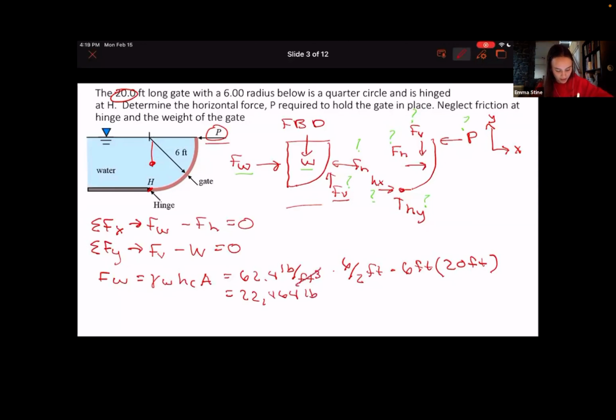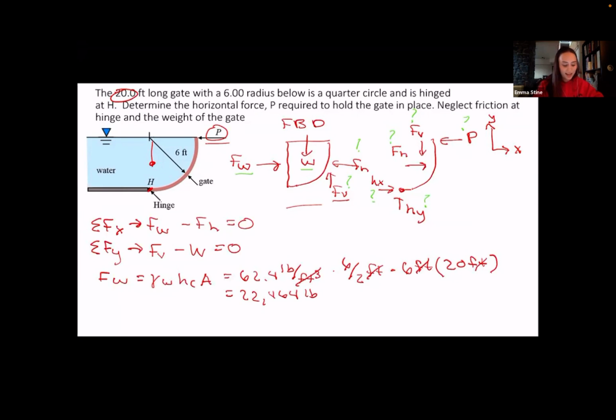And also I can X out all these units, so I have pounds. And I'm going to keep it without simplifying my sig figs yet, because that might mess me up if I simplify too soon. So this will tell us that FH equals 22,464 pounds.